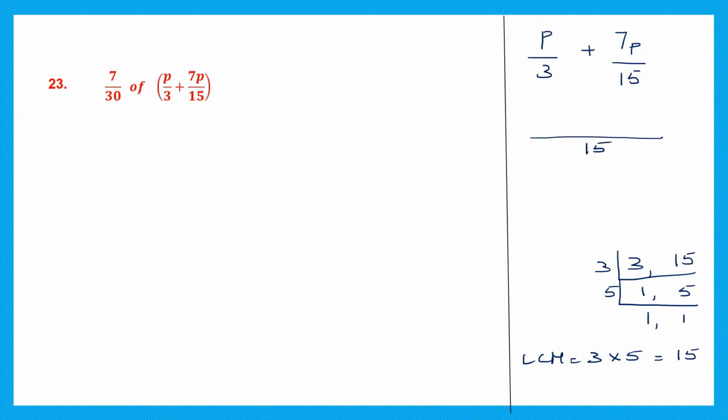And go to the first one, 3 5s are 15. So multiply this also by 5. 5 into p is 5p plus 15 into 1. So this into 1, 7p into 1 is 7p itself. So now add up the numbers. 5 plus 7 is 12. 12p by 15. So let's write that down here. Here we have 7 by 30. Of means into 12p by 15.